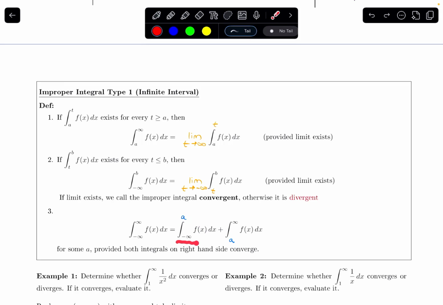Both of these integrals are improper. And if both of them converge, meaning if they're both some finite value, then this doubly infinite improper integral will exist. It'll converge and just equal whatever these two are added together. So we'll see an example of that later. Okay, so let's do some examples.